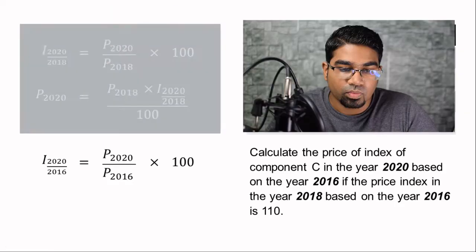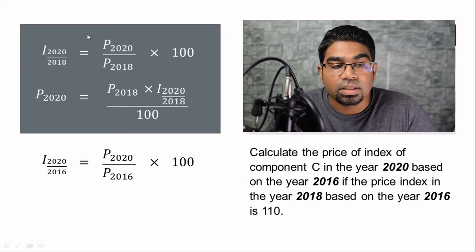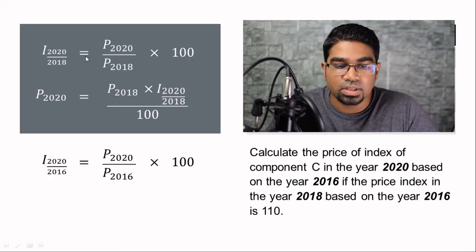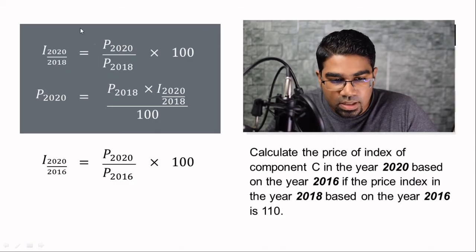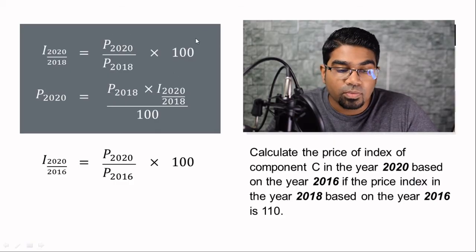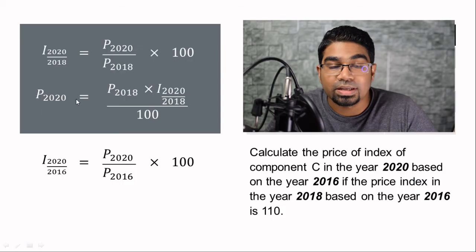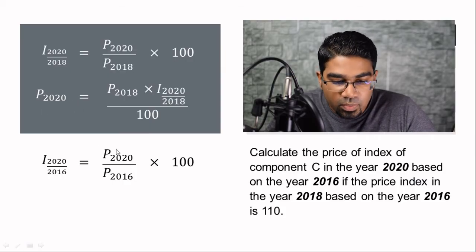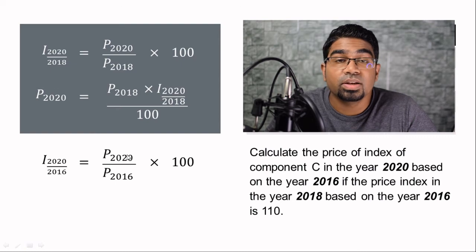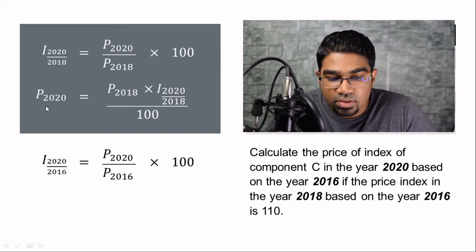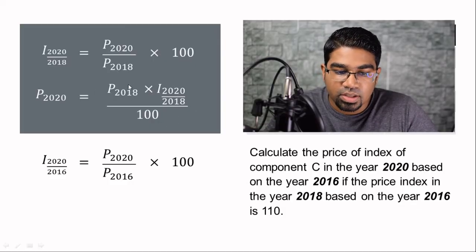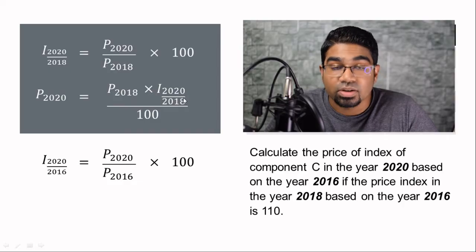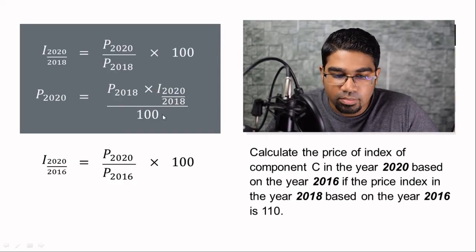So first, we look at this. This is the index of 2020 based on 2018. Now we do have this value. Now this is equal to price in 2020 over price in 2018 multiplied by 100. This is just the basic formula. Now, remember we want to substitute this out with values that we do have. So we make price of 2020 the subject of the equation, and this is the expression that we get: price of 2018 multiplied by the index of 2020 based on 2018 divided by 100.